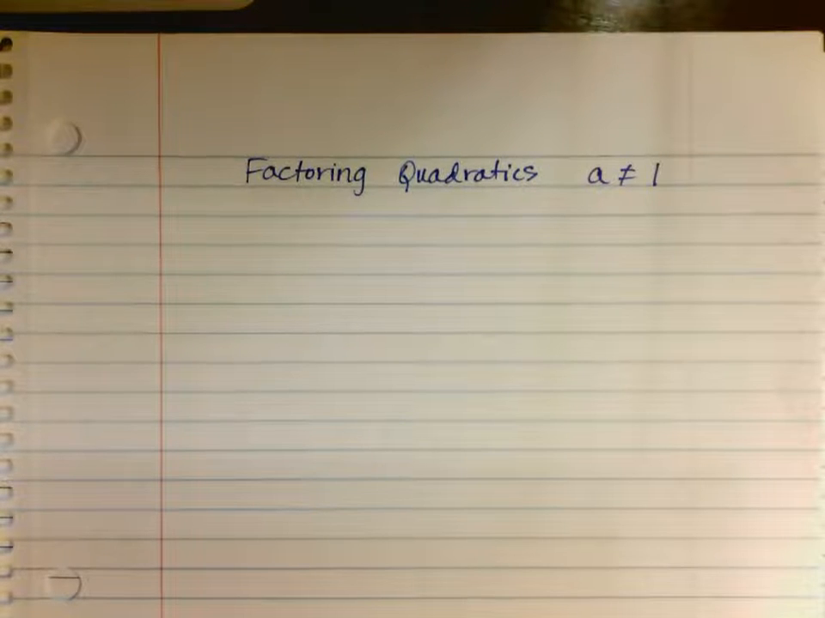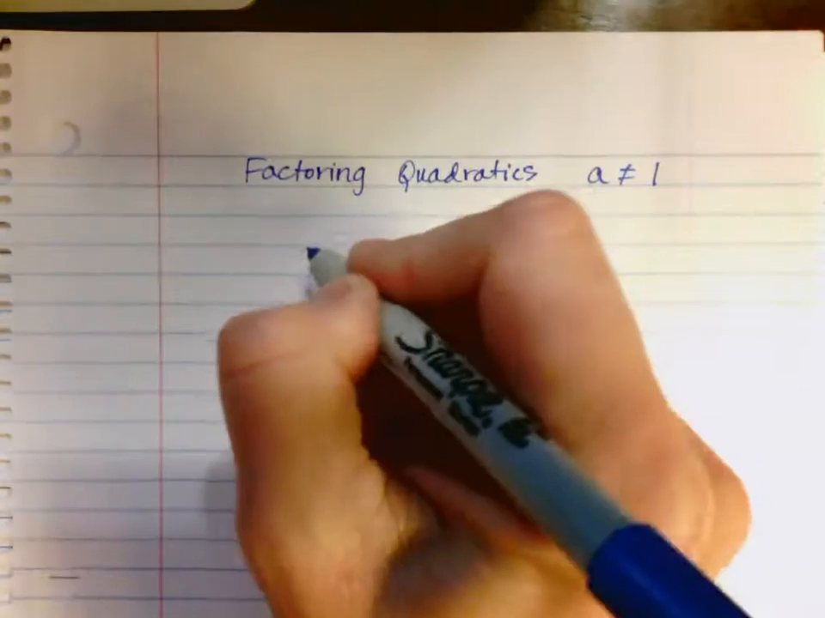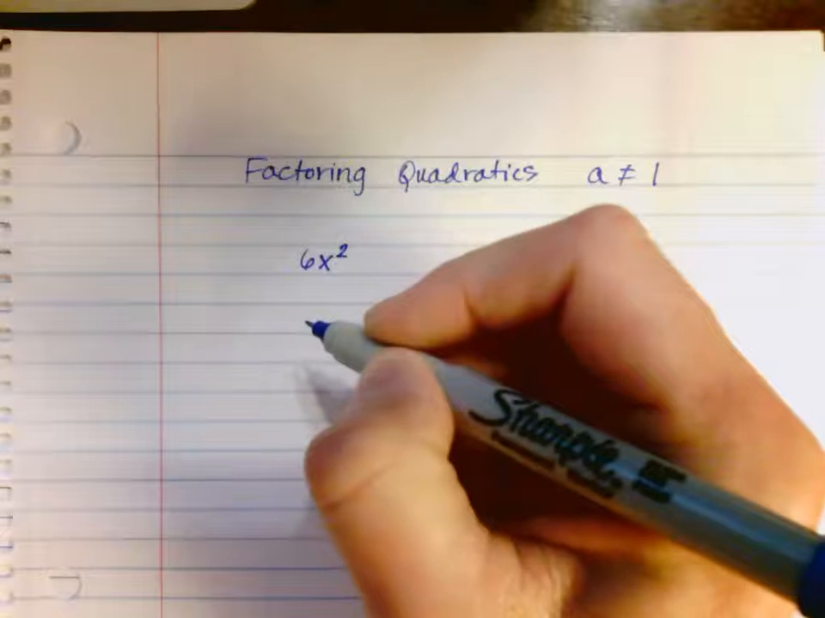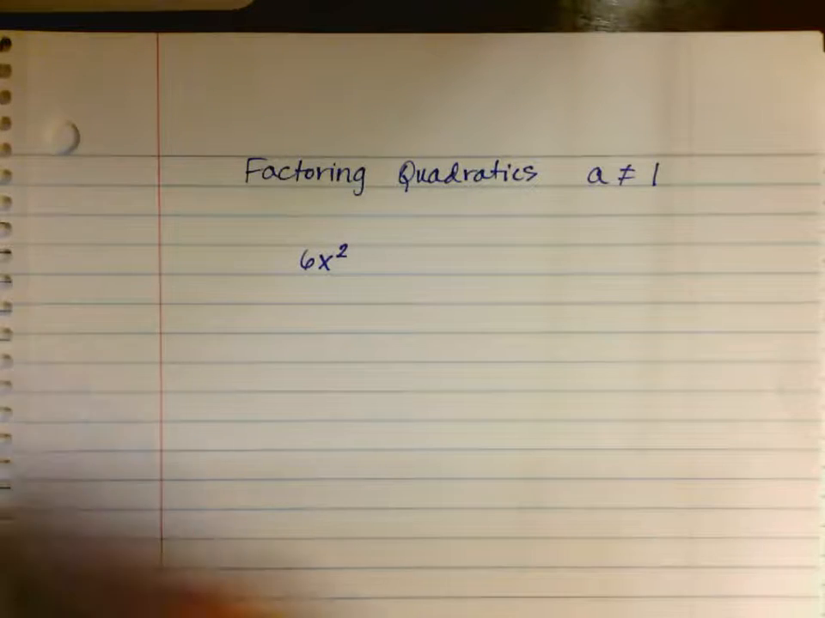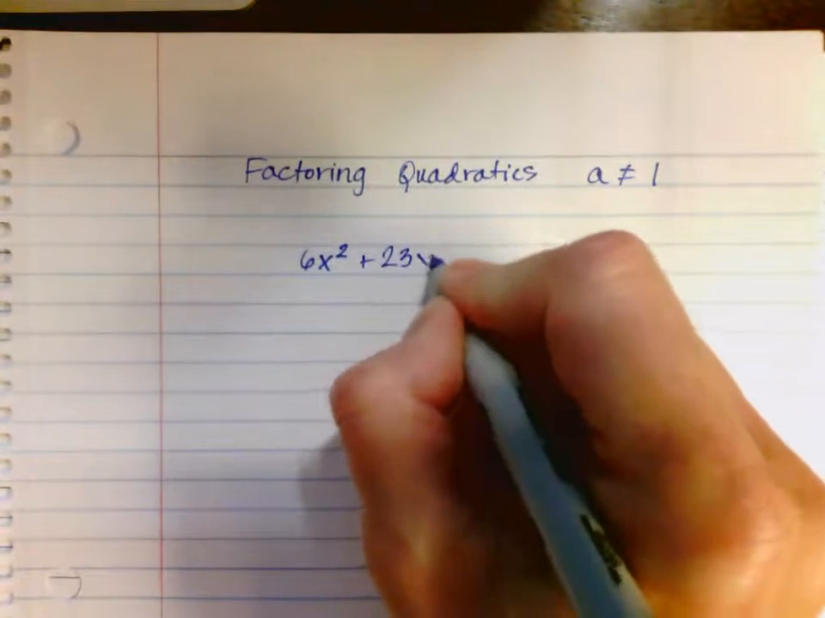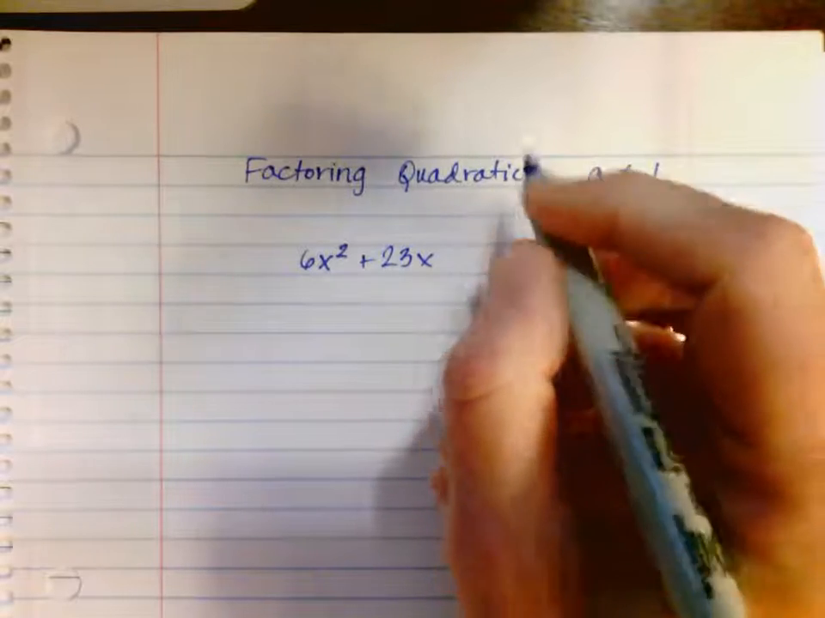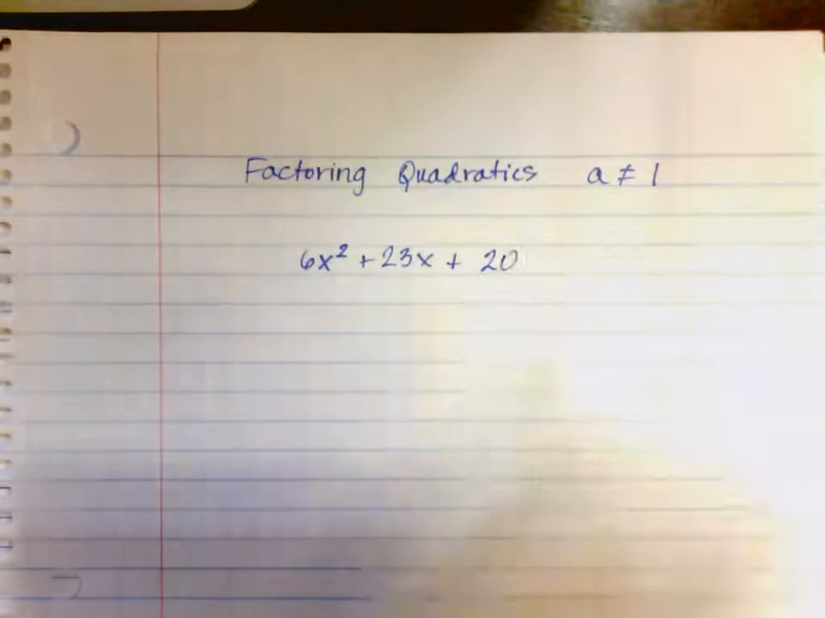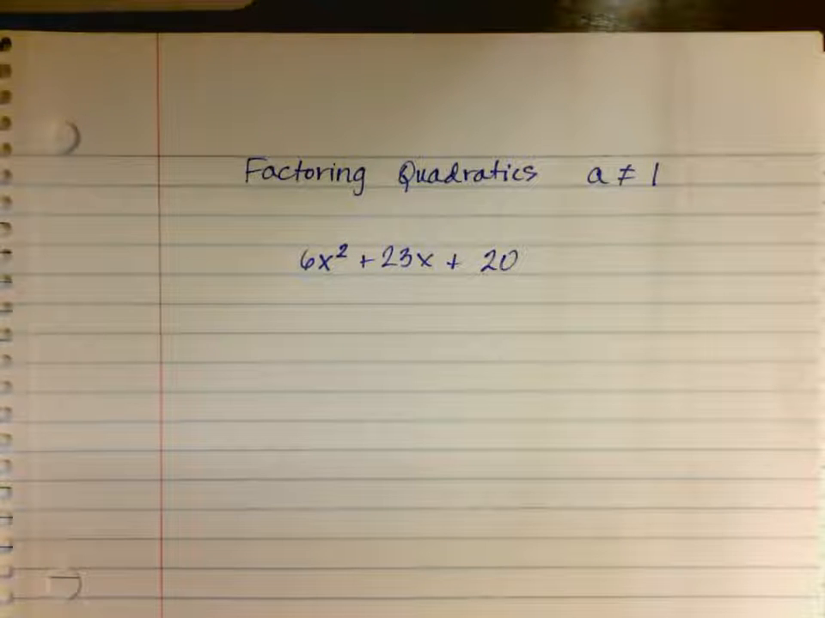Today we're going to talk about factoring quadratics when the leading coefficient does not equal 1. So if we have a quadratic, for example, 6x squared plus 23x plus 20, I would like us to factor this.